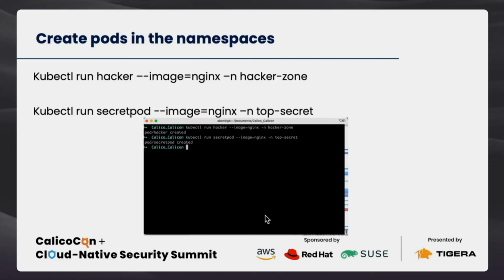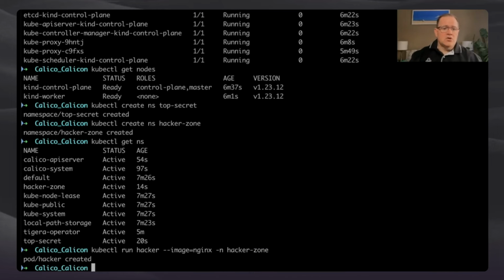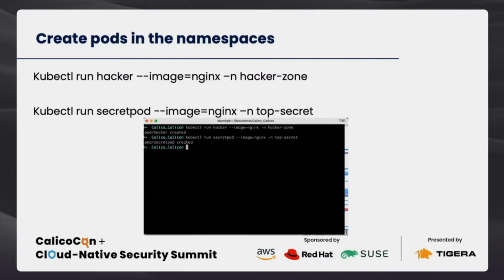Okay, so we're going to do a kubectl run hacker image nginx in the namespace hacker zone. So let's do that. So kubectl run, and I believe I called this hacker, and it's going to be image equals nginx, and it's in the namespace hacker zone. Okay, so we're going to run that, off it goes, and now we're going to run another pod, which we're going to call top secret, I believe. What are we going to call it? I forgot already. So secret pod, okay, that makes it easier.